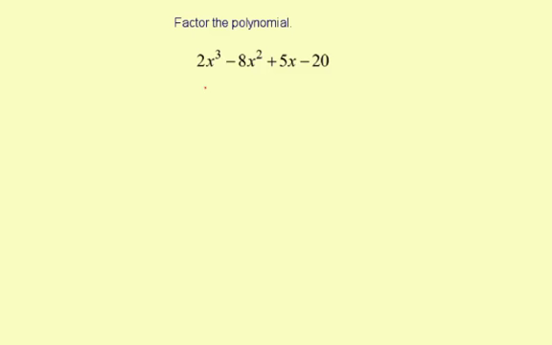Factor the polynomial. There are four terms here, so this is not going to be a situation where you have to split up the middle term. There isn't one. But with four terms, what you can do is go straight to the factor by grouping method.